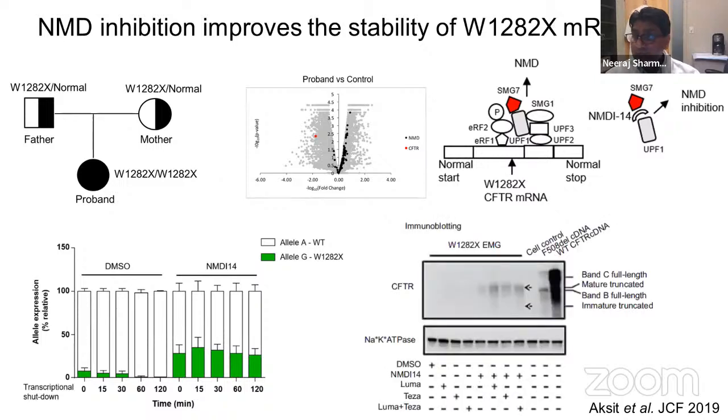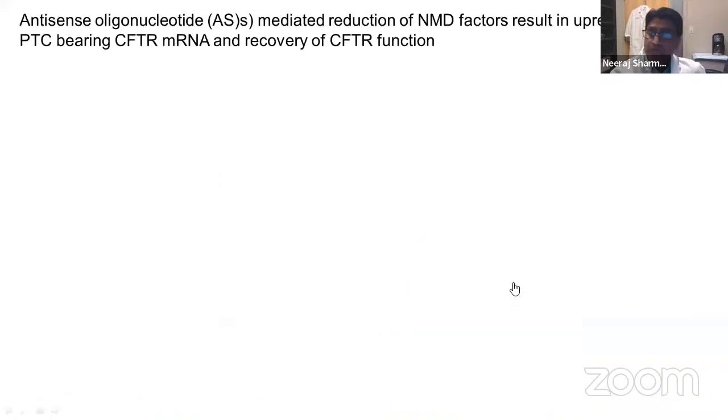How would that look on a Western blot? In the interest of time, I'm just showing you here, put in this rectangular box, that when you add an NMD inhibitor, the truncated protein starts to show up. And when it is used in combination with the corrector molecules, there is a further increase in the intensity of these bands. How would we translate this to a clinical situation?